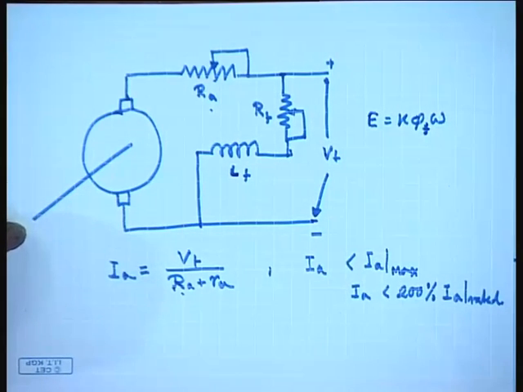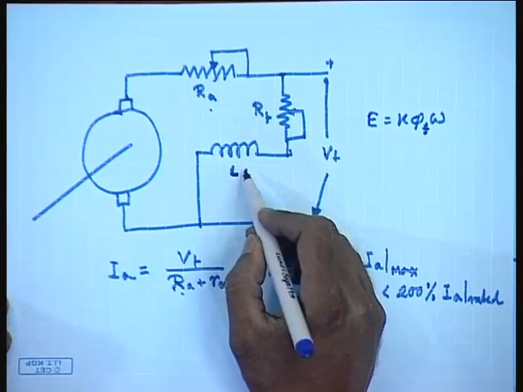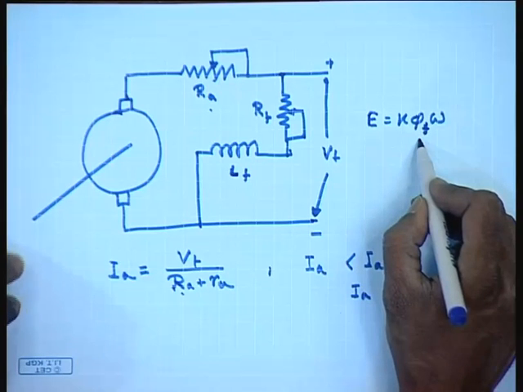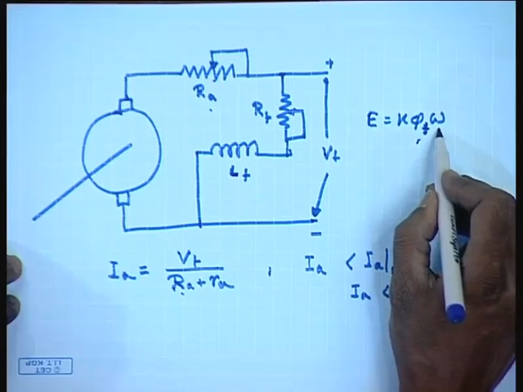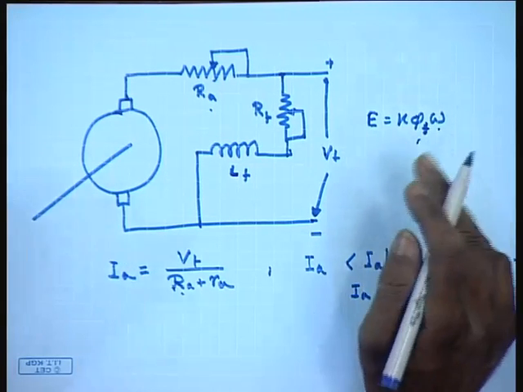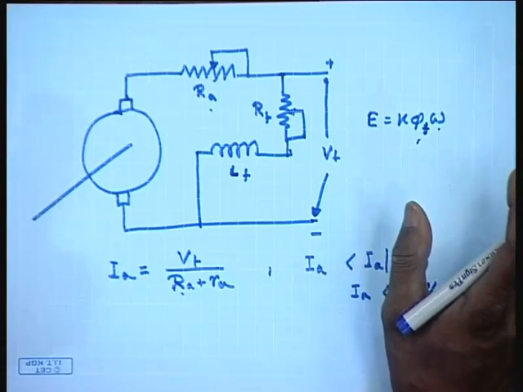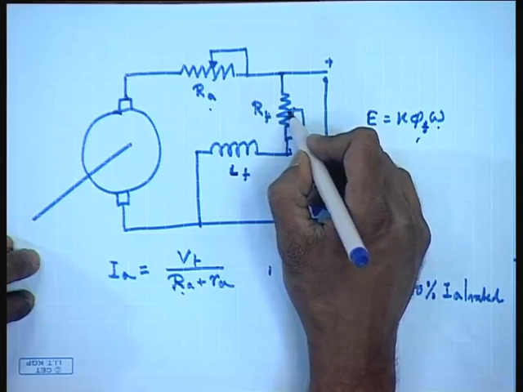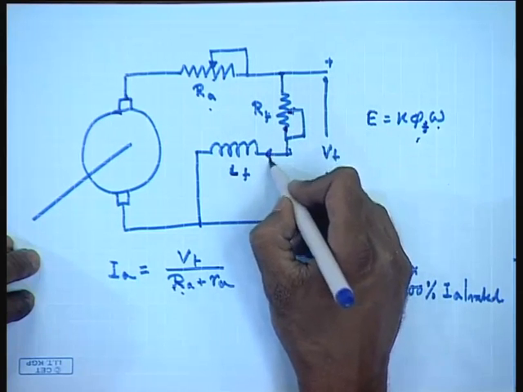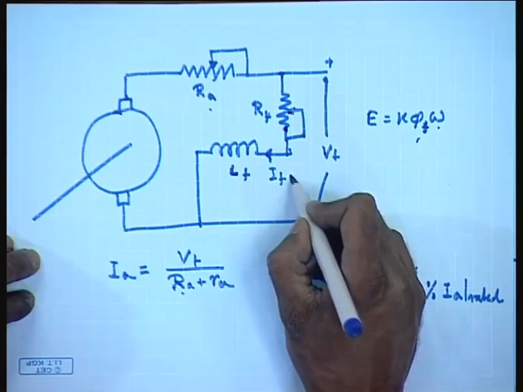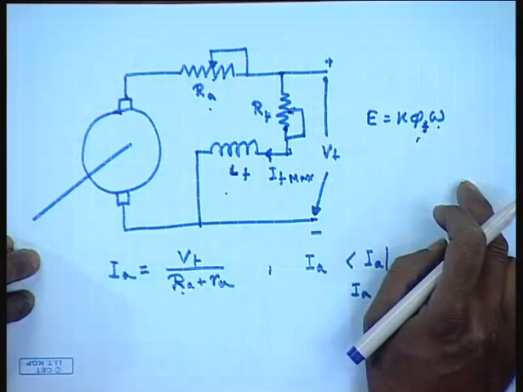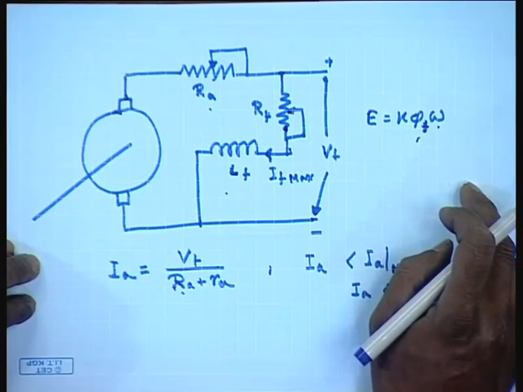So, it is necessary during starting to have the flux at its rated level, at the maximum level, so that as soon as there is some speed developed, some back EMF is developed, and the current flowing through the machine is restricted. So, during starting, the field resistance must be completely shorted to allow maximum current to flow through the field circuit even before the voltage is applied to the armature.